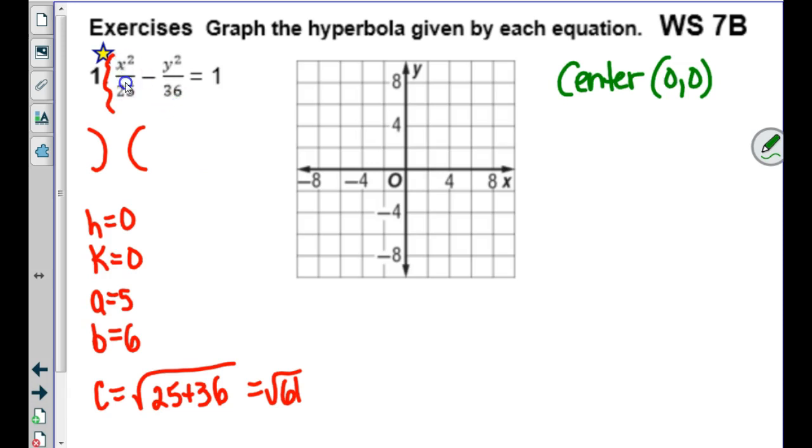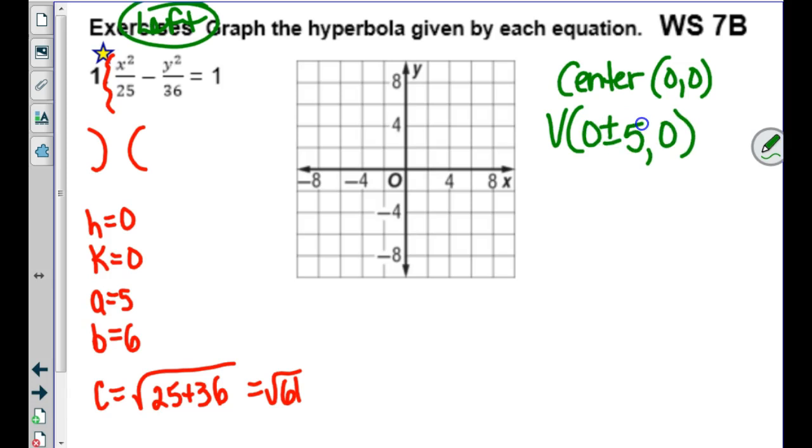The left one, because the X came first. So it's the one on the left side of the reference sheet. All right, so the vertices are at plus or minus a, comma, k. So that would be negative 5, 0 and positive 5, 0.